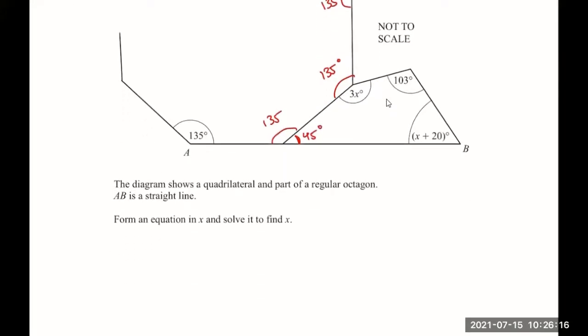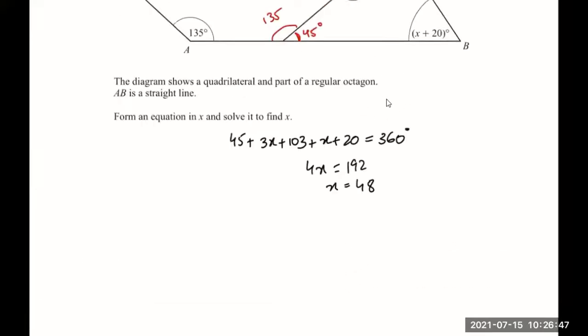Then this question becomes very simple because I can add up the angles inside a quadrilateral and I can say that they should add up to 360 degrees. 4x equals 192. x equals 48. Okay, that was pretty simple.